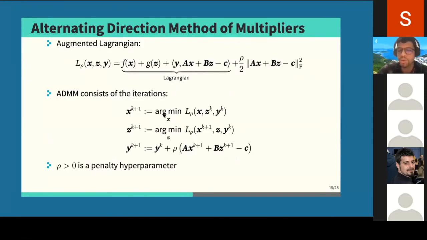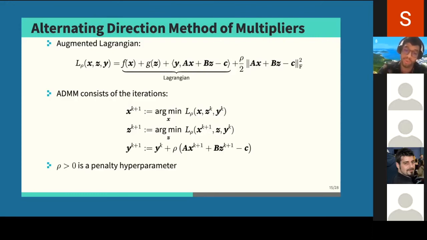And then what you do is that you optimize each variable at a time, or each block of variables at a time. The hope would be that these optimization problems are of course simpler to solve, hopefully with closed-form solutions, than the original problem. And ADMM was designed for a class of convex problems, to tackle convex problems.